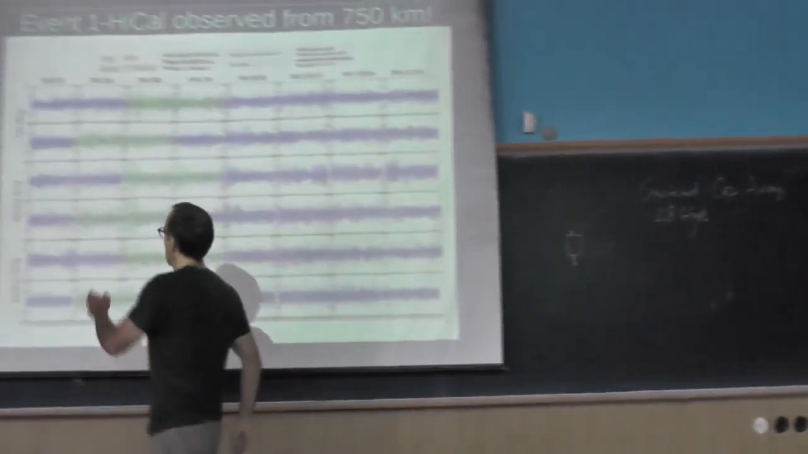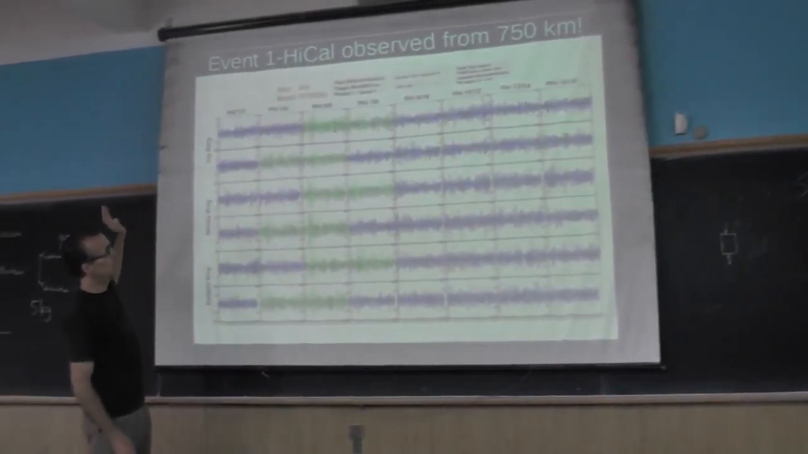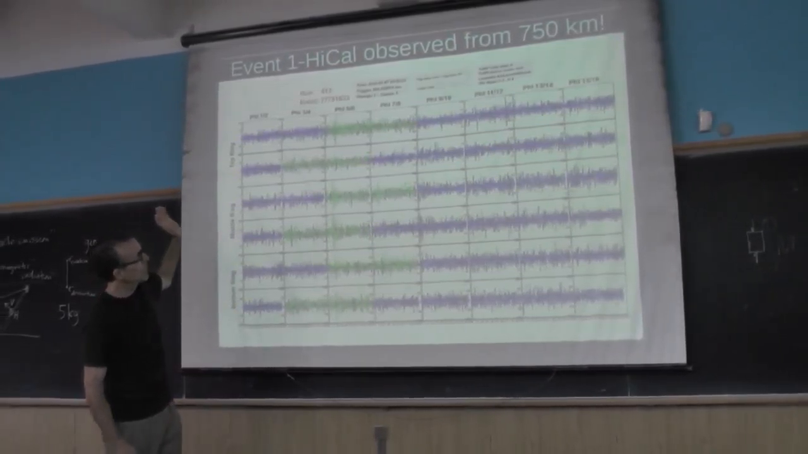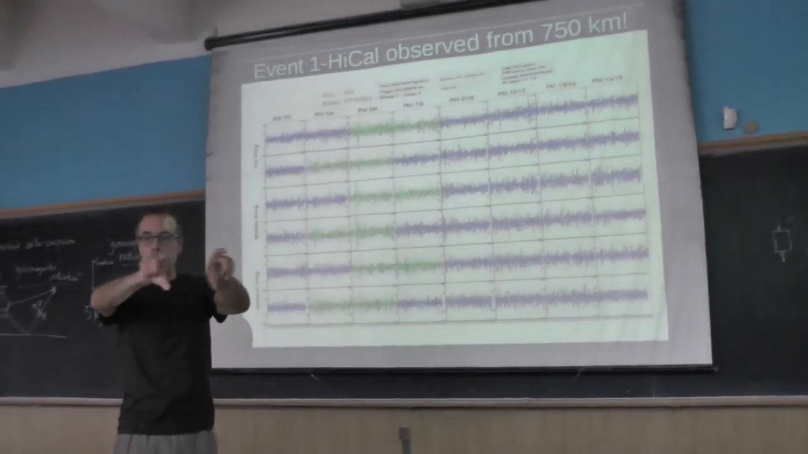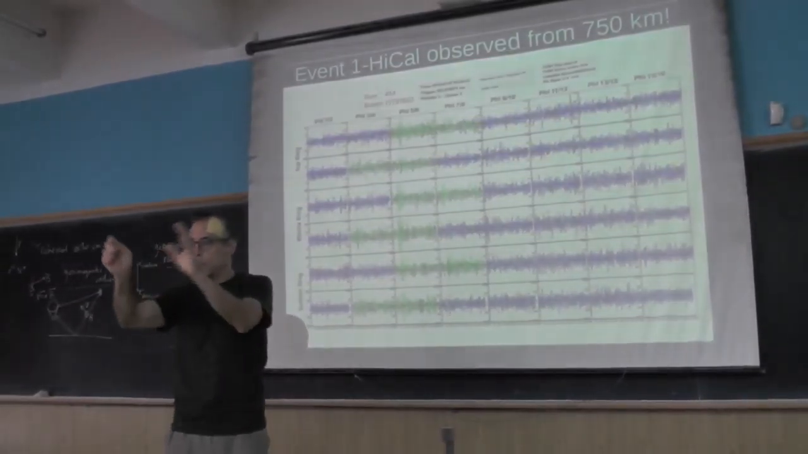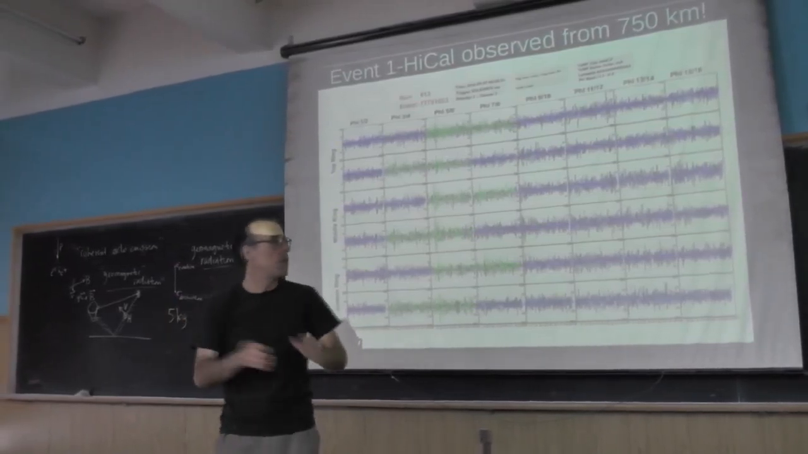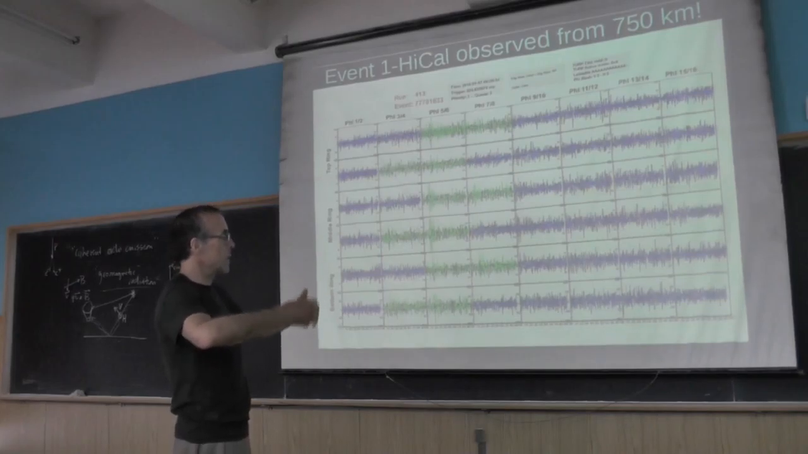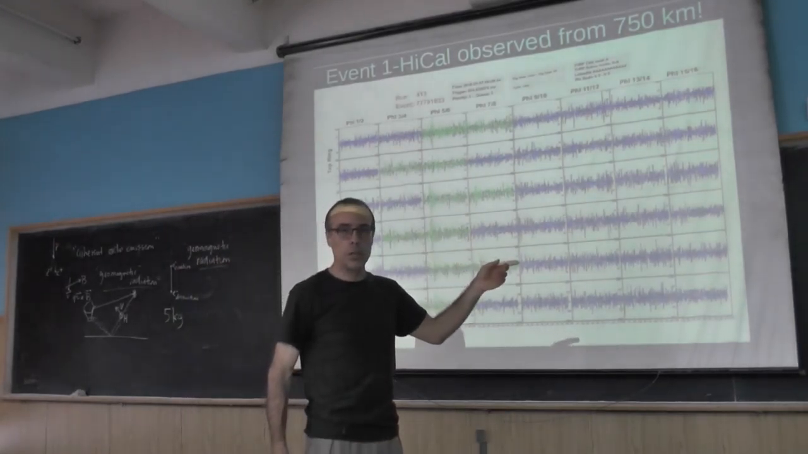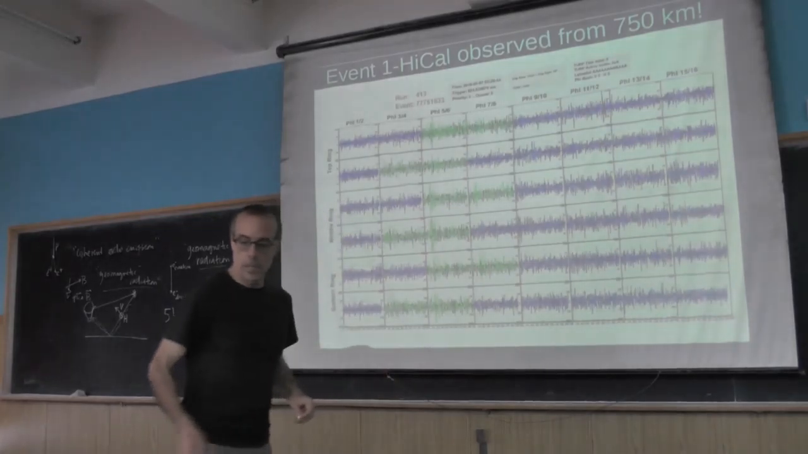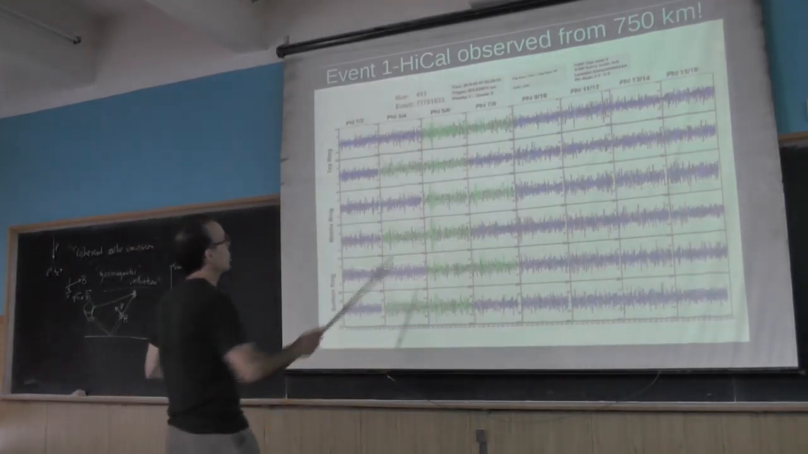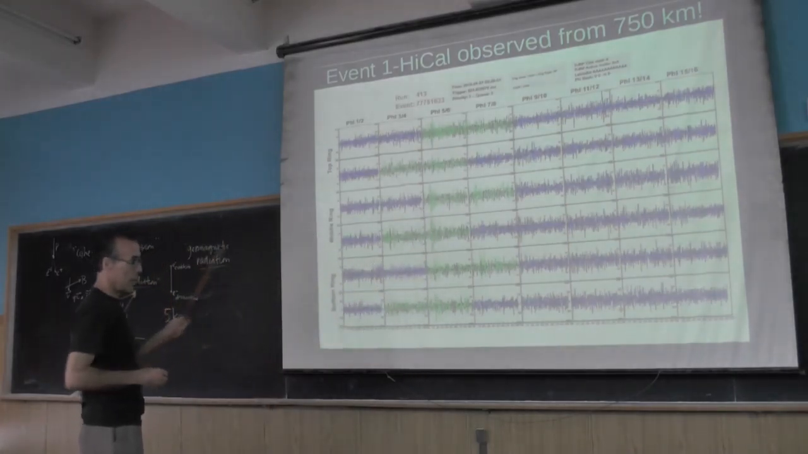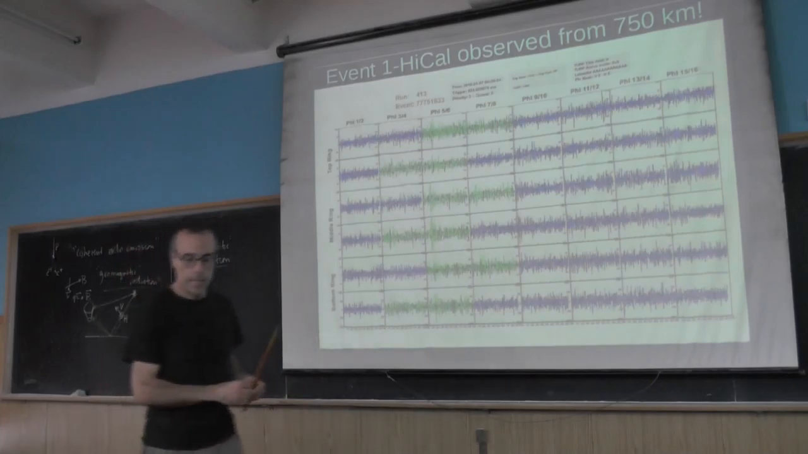The whole thing has 6 times 8, so 48 channels. Each channel corresponds to one of those big white horn antennas on the payload. Every second we take about 50 triggers; the trigger rate is about 50 hertz. And this is what one of the triggers corresponding to the HiCal transmitter looks like.